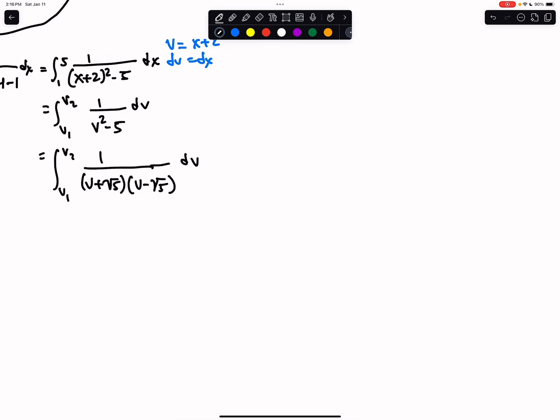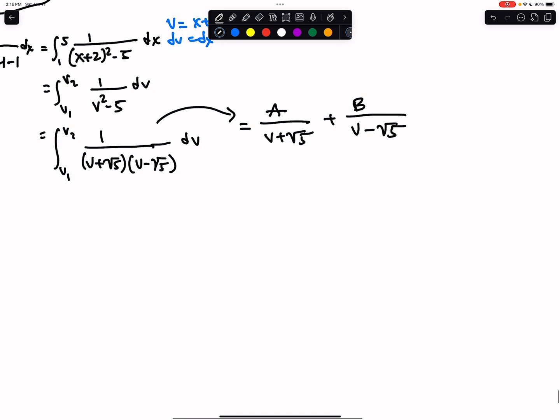And so now I'm going to use partial fractions decomposition here. I'm going to say that the integrand equals a over v plus root 5 plus b over v minus root 5. If I do this, then I'm going to get 1 equals a times (v minus root 5) plus b times (v plus root 5). So now we just need to set our v values.